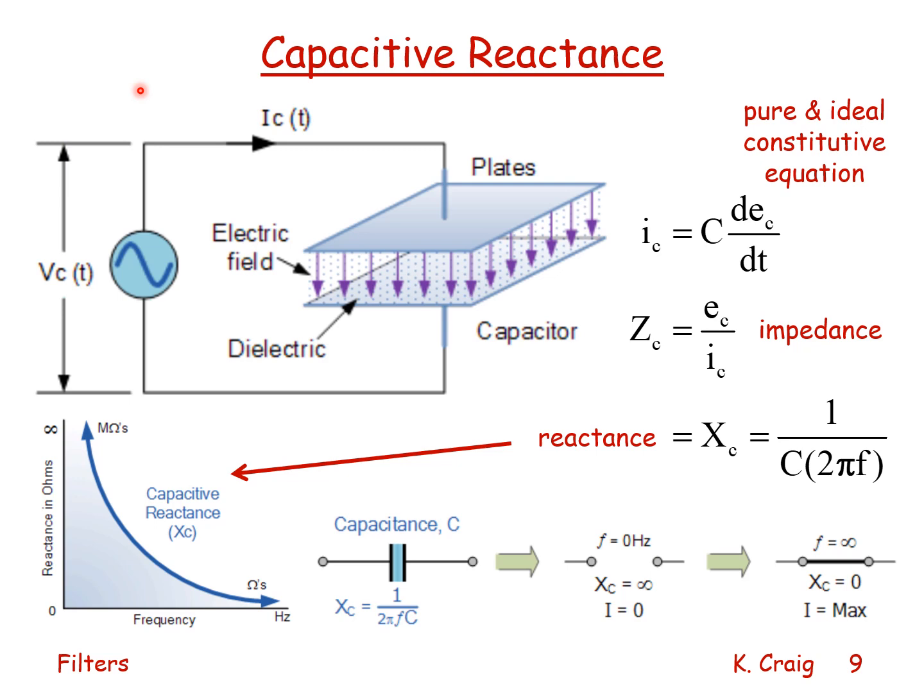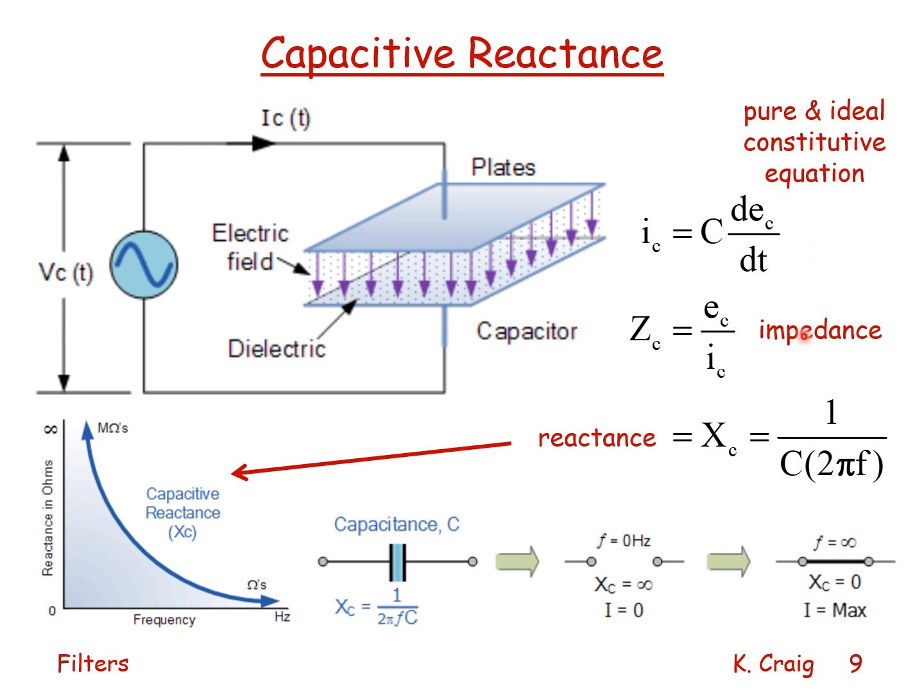Capacitive reactance. The circuit shows an AC voltage supply connected to a capacitor. The constitutive equation for a pure and ideal capacitor says that the current flowing in the circuitry around the capacitor, not through the capacitor, is proportional to the time rate of change of the voltage across the capacitor. This is for a pure capacitor, one that has no parasitic resistance or inductance, and it's ideal, meaning linear in behavior.